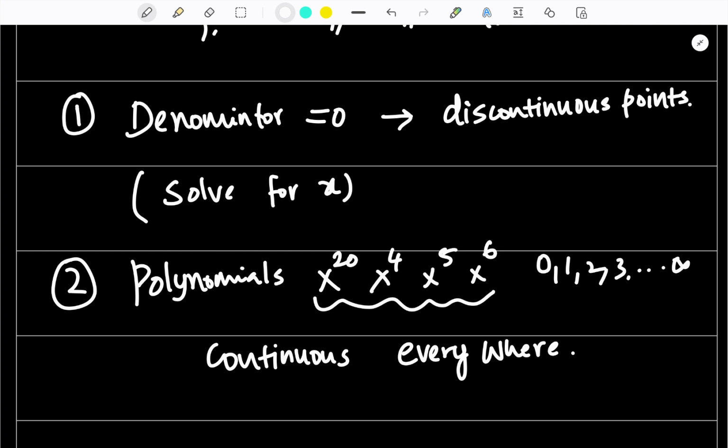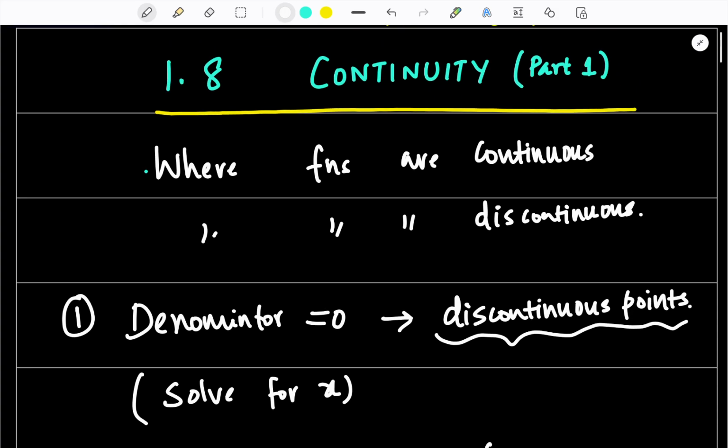These two points you have to make very clear. The first one is to make the denominator equal to 0. If you get the value of x, those x values are discontinuous points. It means the function is discontinuous at these x points. Clear, all of you? So this is video number 1, part number 1. Video number 2 regarding continuity, part 2, I'm going to show that f of x is continuous and that f of x is discontinuous. These types of questions I'm going to do in part 2.